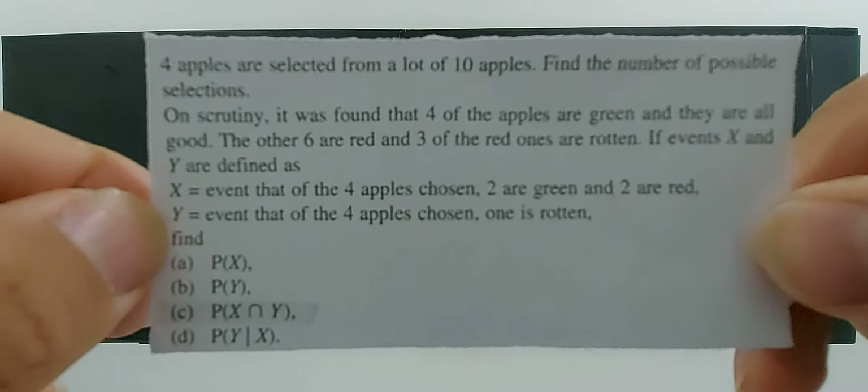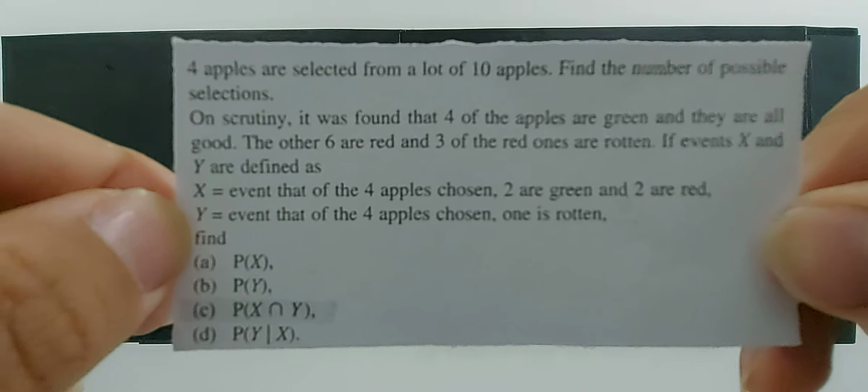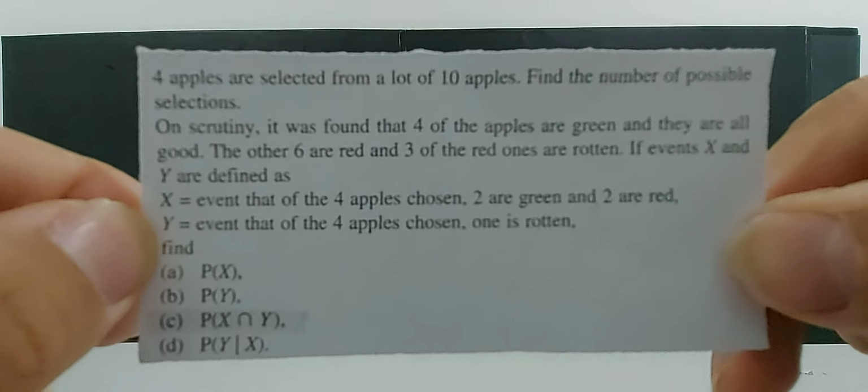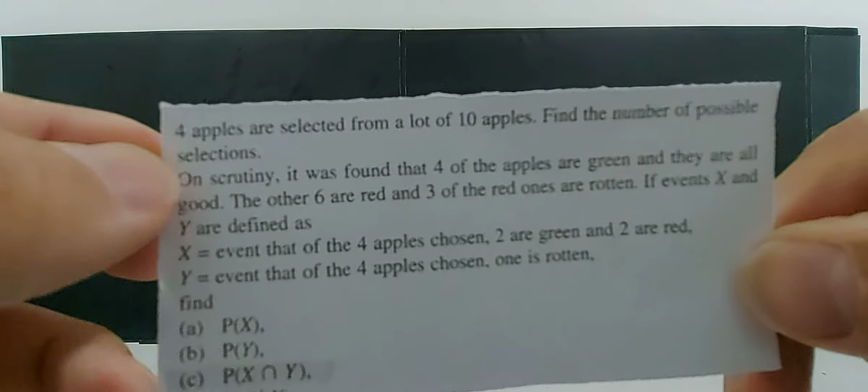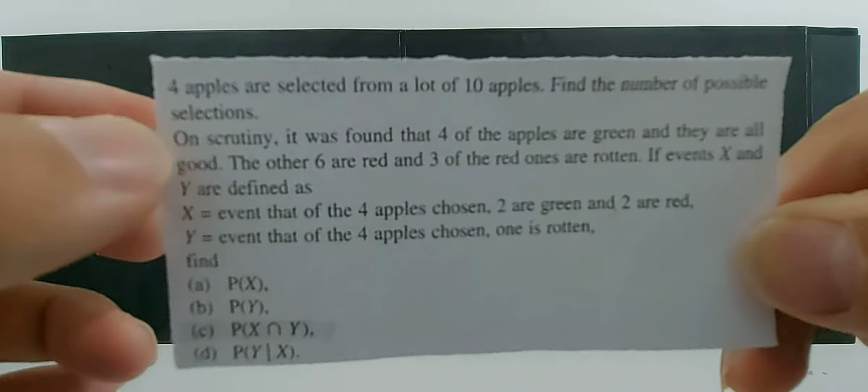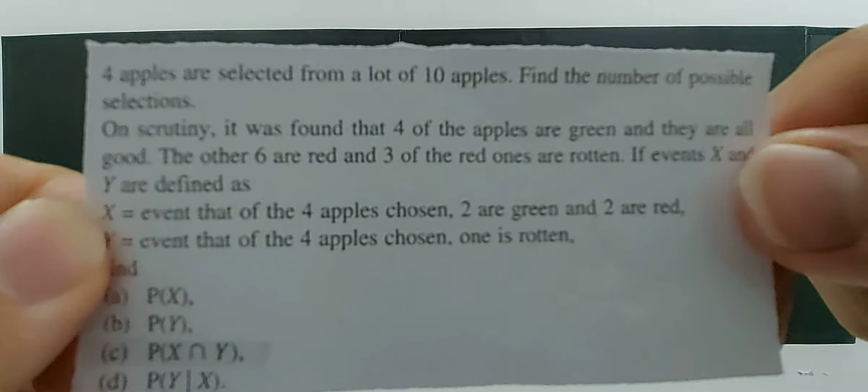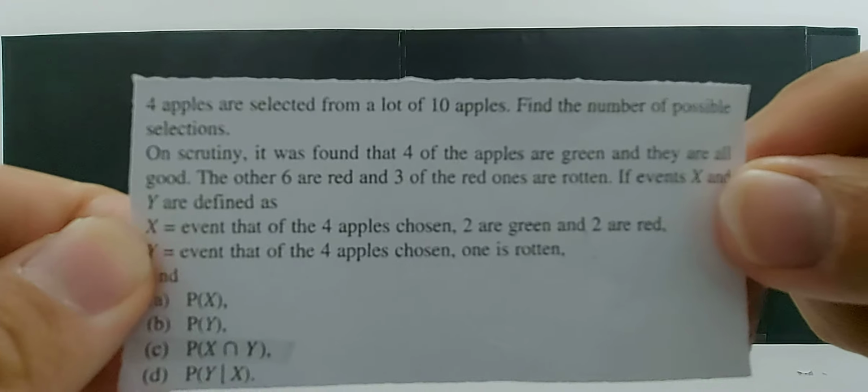So 4 apples are selected from a lot of 10 apples, right? Now this is not an apple, it's 4 apples. So it's involving the combination, permutation and combination. Find the number of possible selections.